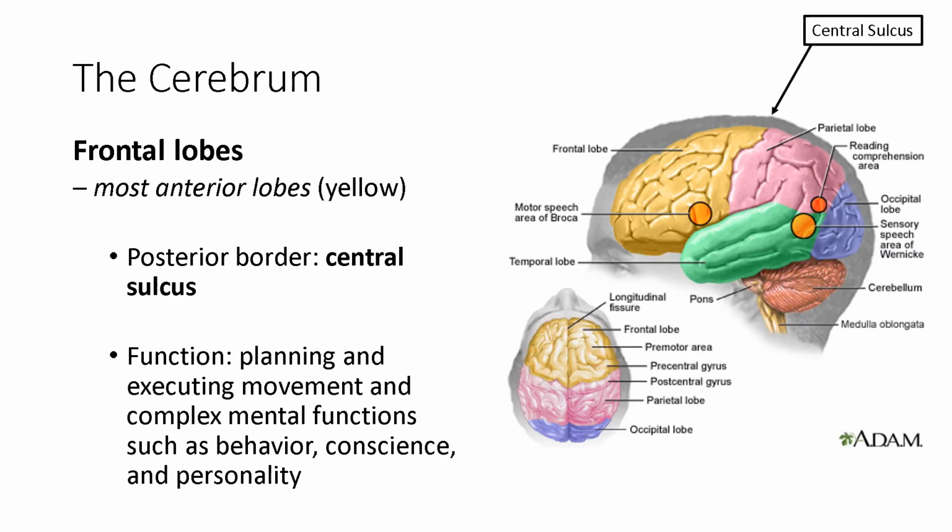The frontal lobes are the most anterior lobes. So in this picture on the left side of your screen, it's the part that's in yellow here, or gold. This is the part of the brain that sits just behind the frontal bone. Its posterior border is the central sulcus, which goes through right here, separating the frontal lobe from the parietal lobe.